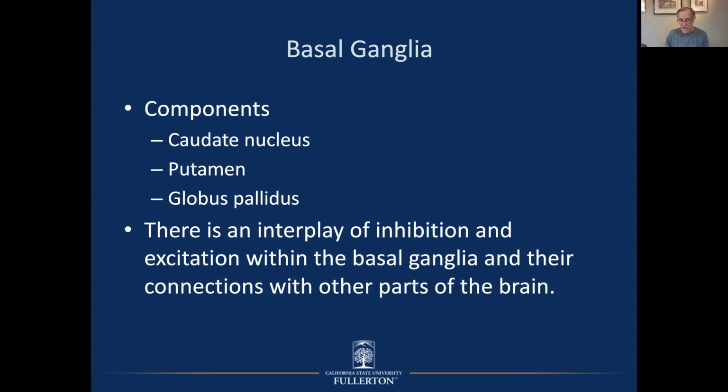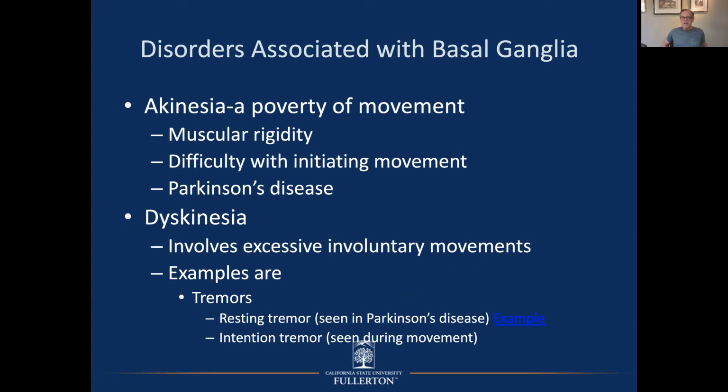These are the disorders that are associated with basal gangliar lesions. There is something called akinesia, which is a paucity of movement, a poverty of movement. There's also muscular rigidity, and difficulty with initiating movement. And the most common one, which you will see by far if you work in healthcare, of all the movement disorders other than paresis or paralysis, would be Parkinson's disease. In just a moment, we'll see the resting tremor that's characteristic of Parkinson's disease.